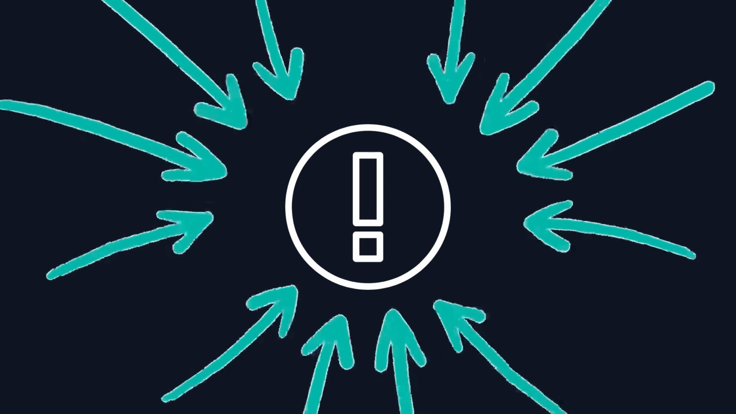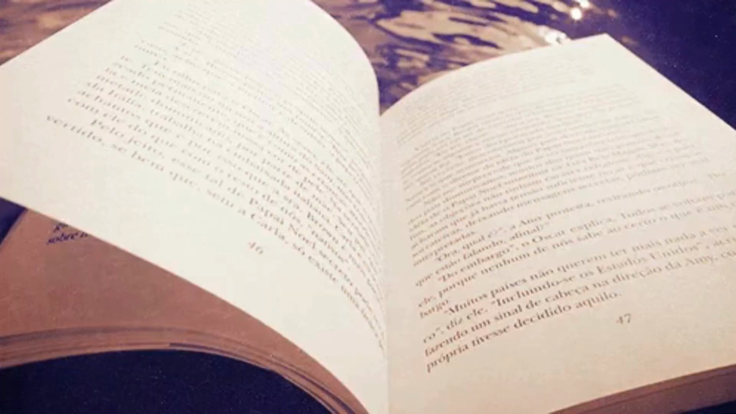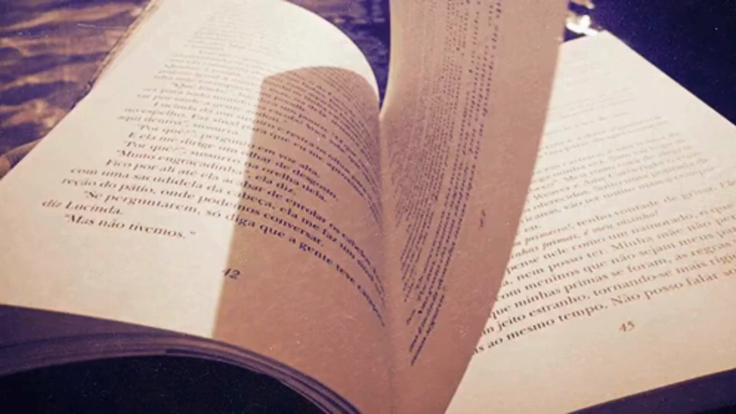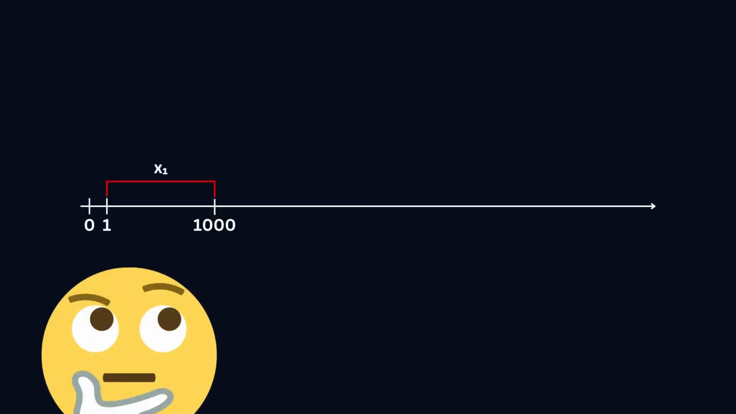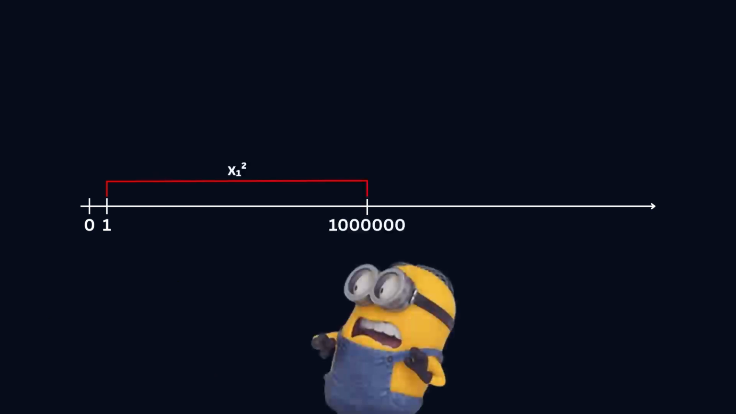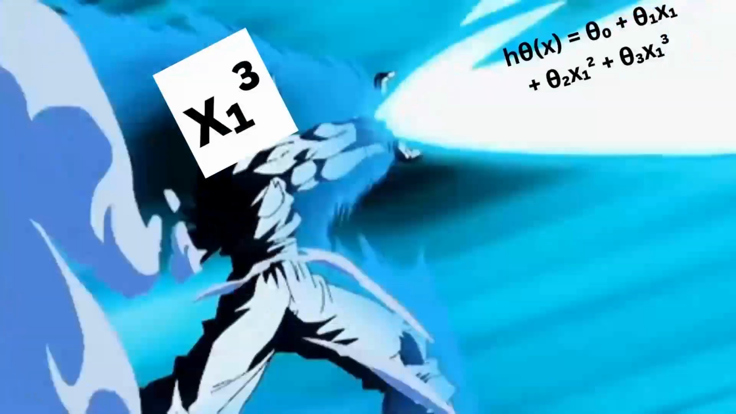One thing to watch out for when using polynomial hypothesis is the range of our features. For instance, if our hypothesis is the following, and x1 has a range of 1 to 1000, then the range of x1 to the power of 2 becomes 1 to 1 million, and the range of x1 to the power of 3 becomes 1 to 1 billion, giving x1 to the power of 3 a great impact on our hypothesis output.